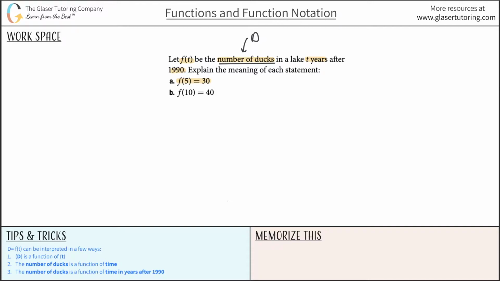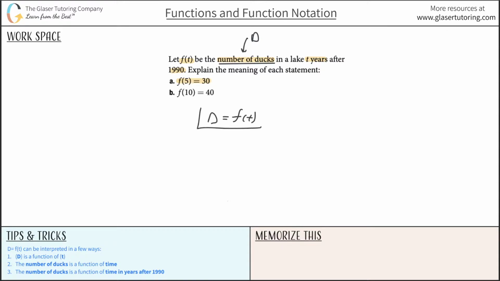Now, if I do that, I can start to create this. Let f of t be equal to the number of ducks in a lake t years after 1990. So this is now my functional equation. I'm just going to reorganize this, because I like having the function on the right-hand side. So all I'm going to do is switch that around. So this is D is equal to f of t.